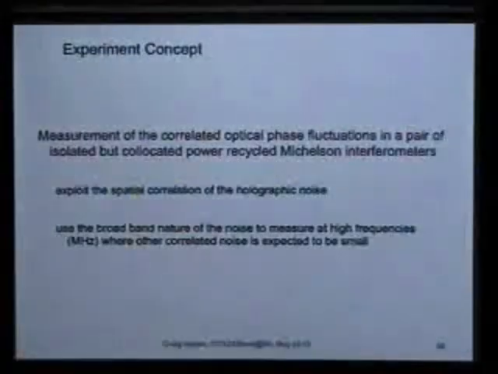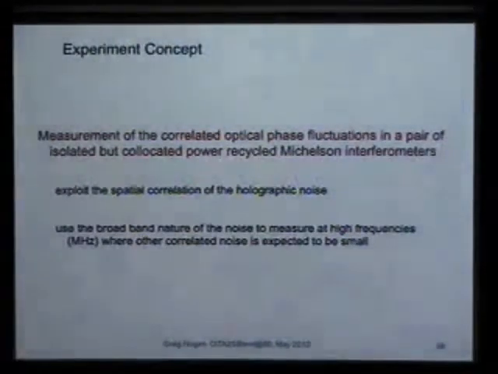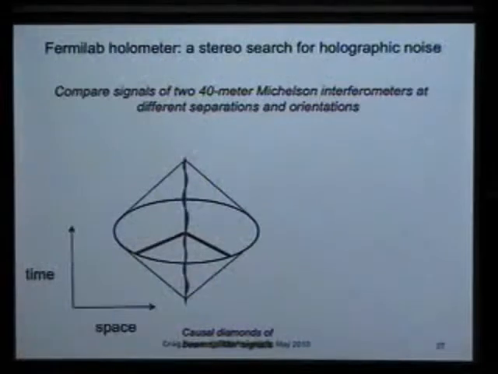So that's really the key thing, and the other part of this is that we can do all this at very high frequencies, megahertz instead of kilohertz, where there are no gravitational waves. But also there's no environmental noise except for climate noise. So all of the usual things that LIGO is struggling with are not a problem for this experiment. So it's much easier and cheaper and smaller, sort of a 40 meter scale.